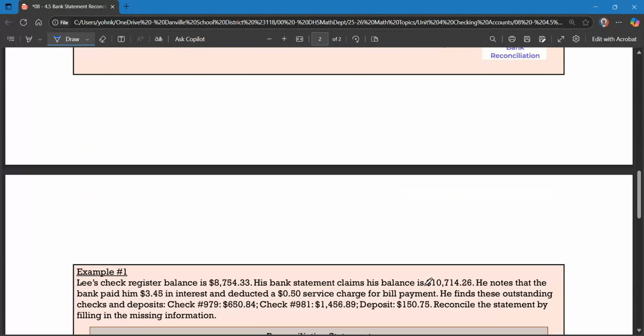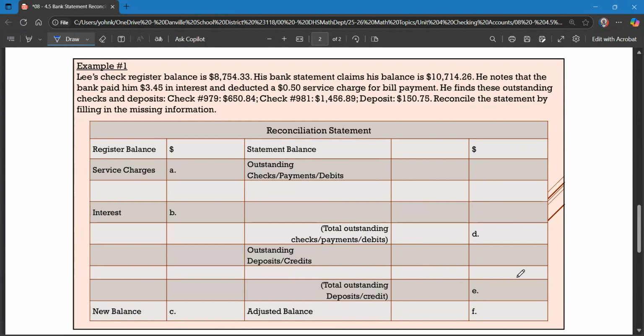All right, so let's take a look and see what this looks like. Every month you're going to get your account statement in the mail. If you flip it over to the back side, there's going to be something that looks like this on the back.